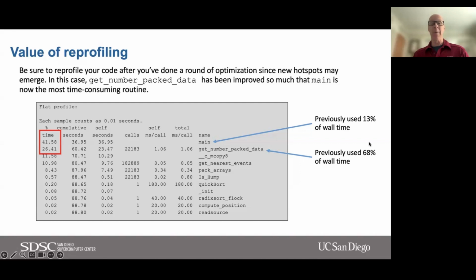Instead of using 68% of the time, it's now using 26% of the time. And the routine main, which previously used 13% of the time, is now using 41% of the time. Now, this doesn't mean that main has become any slower. It just means that the relative contribution of the time spent in main is so much higher now that we're able to improve the performance of get number packed data. So again, there's a lot of progress that you can make just using this very, very simple gprof tool.